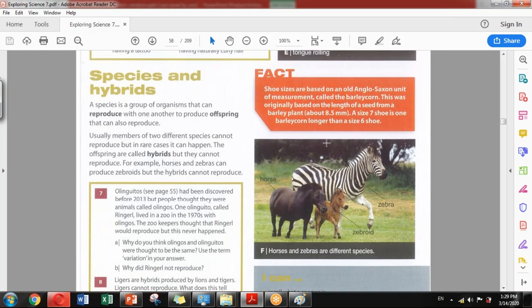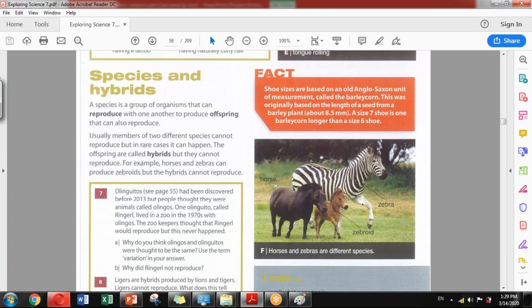Within the same species there's no problem, they reproduce. But different species, let's say horse and zebra, cannot reproduce. Different species cannot reproduce. For example, cats and dogs. One cat and one dog, they cannot reproduce, usually. But in rare cases, it can happen. So reproduction happens between different species, but rarely.